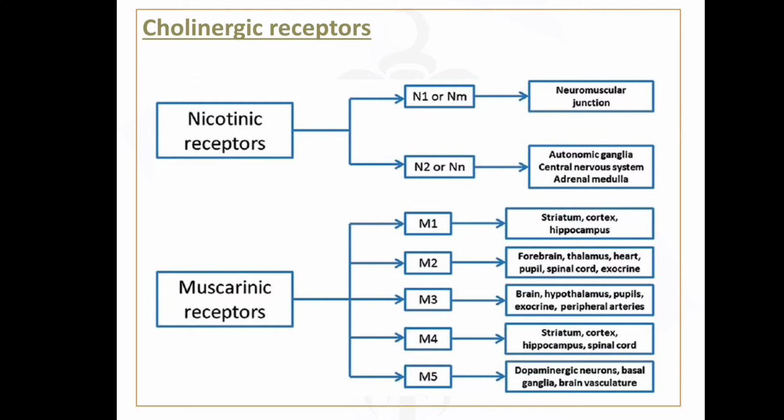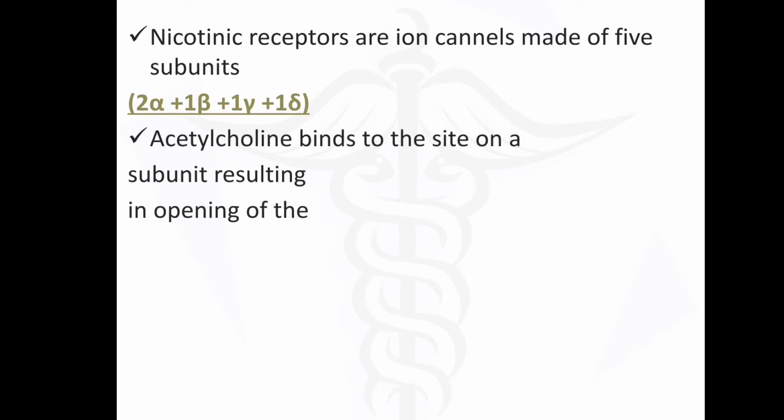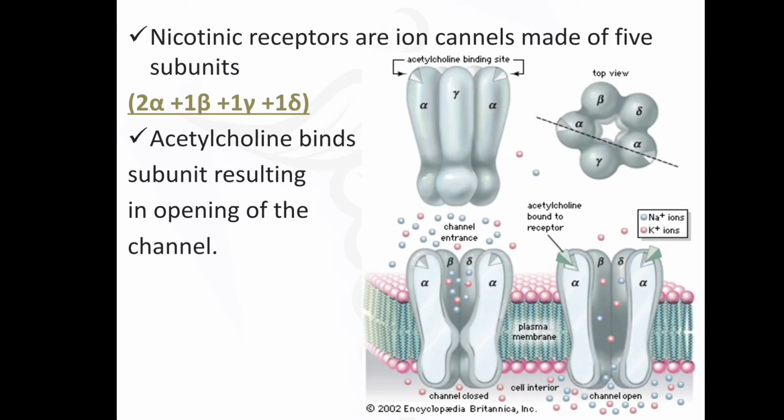Nicotinic receptors are present in the neuromuscular junction, autonomic ganglia, and the adrenal medulla. Nicotinic receptors are ion channels made up of 5 subunits, that is 2 alpha, 1 beta, 1 gamma, and 1 delta. Binding of acetylcholine to alpha subunits opens the channel, allowing the entry of sodium into the cell. In this image, we can observe that acetylcholine binds to the sites on alpha subunits, resulting in opening of the channel.